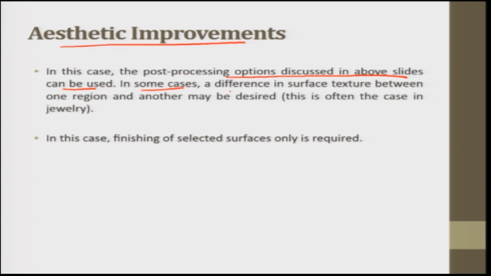In some cases, a difference in surface structure between one region and another may be desired. This is often the case with jewelry. So, the aesthetics of the parts is of critical importance for its end applications. Often the desired aesthetic improvement is solely related to surface finish. So, in this case, finishing of only the selected surfaces is required.